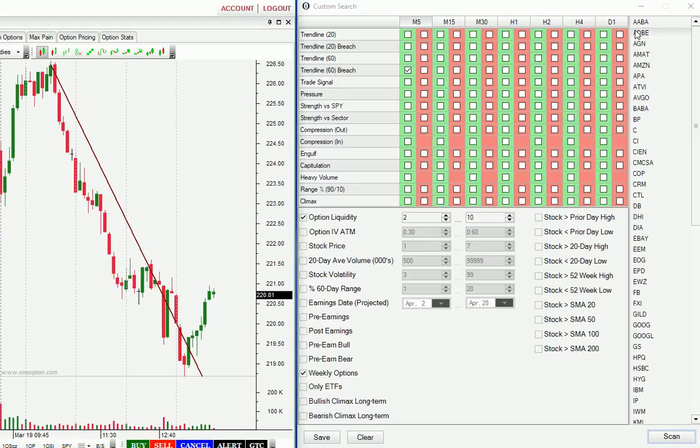Wow, there are some candidates today. You can see really hard selling with the S&P 500 today, but a really nice breach to the upside. So Adobe looks like it could be ready to reverse. That's the symbol that I clicked on.